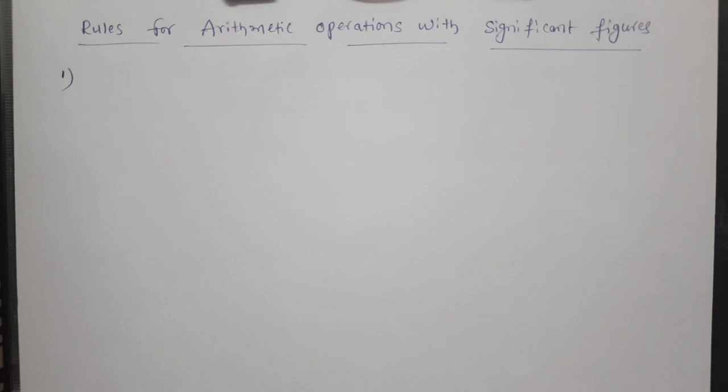So, arithmetic operations means we have four operations: addition, subtraction, multiplication, and division. Here we have two rules. One is for multiplication and division, and another rule is for addition and subtraction. First, let us see the rule for multiplication or division. For multiplication and division, we have only one rule. Let us see what that rule is.